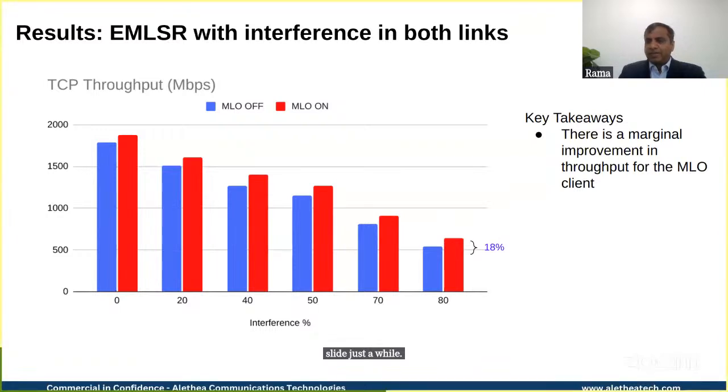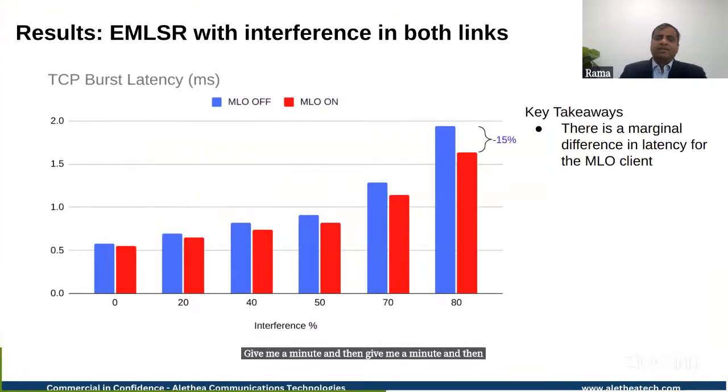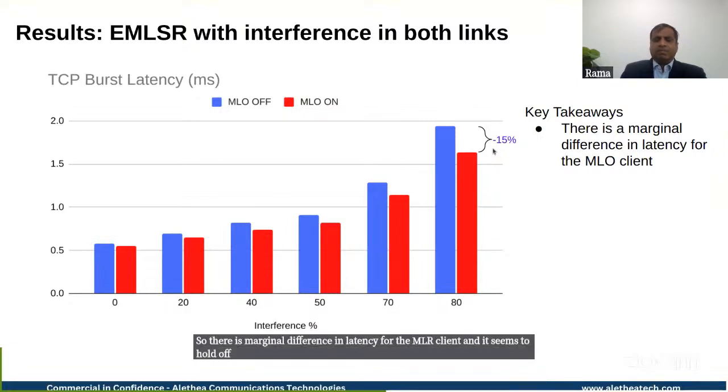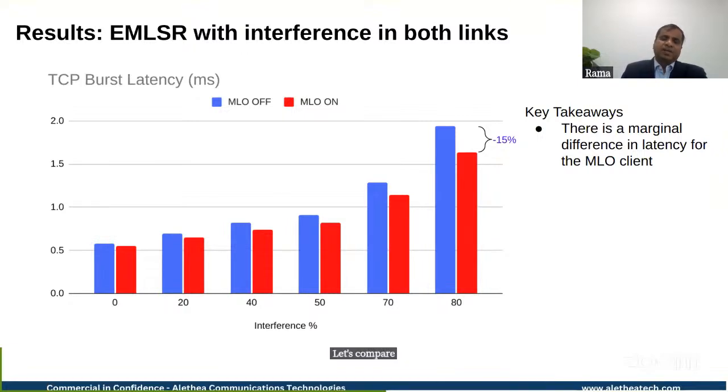Give me a minute. And then we have the TCP burst latency, and TCP burst latency is also slightly better. And with increase in interference, it still seems to be slightly better. And at 80% interference, it is at minus 15%. So there is marginal difference in latency for the MLO client, and it seems to hold off. Let's compare this with an MLMR STR case, because I think this is where the picture would be more clear.